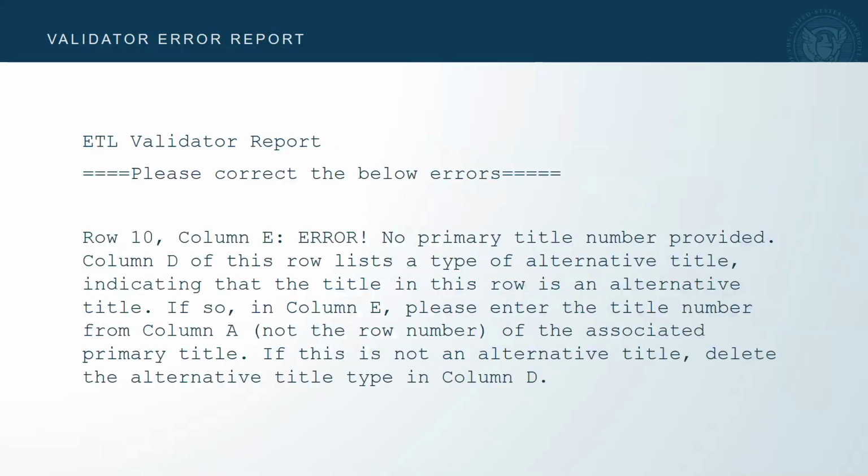ETL Validator Report. This report identifies formatting errors in an ETL that must be fixed in order for the Copyright Office to process your recordation submission. It lists the location of each error by row and column and describes each detected error. All errors must be resolved before submitting your ETL to the office. Please rerun your revised ETL through the office's validator tool until you see a message saying success.